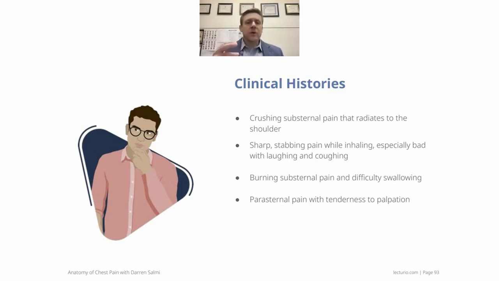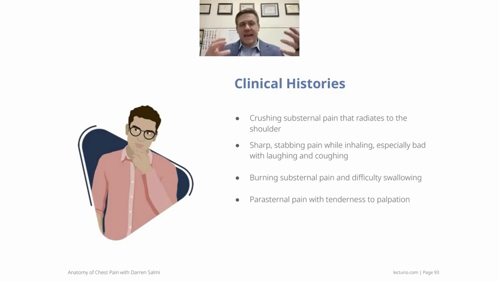We'll start with the one that you probably always want to have on the top of your mind anyway, which is a clinical history or really a presentation that is something like a crushing substernal, meaning deep to the sternum, pain. Also kind of means sort of vaguely localized that radiates out to the shoulder, for example. Well, you know, a single sentence description of a patient's chief complaint is not enough to make a diagnosis, of course. Otherwise, boy, this whole job will be a lot easier.